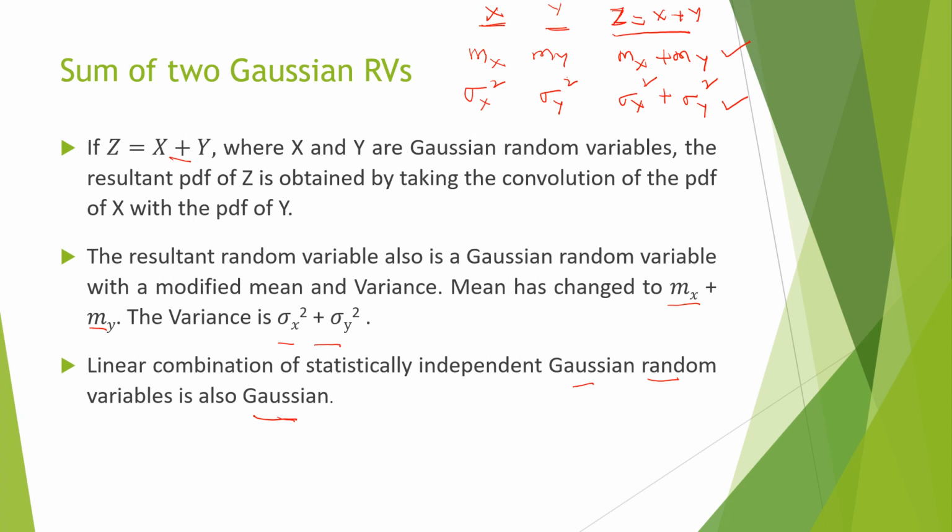And finally, we considered two Gaussian random variables. If they are added, then the resultant PDF is also Gaussian with the modified mean value of mx plus my and the modified variance value of sigma x square plus sigma y square. We also noted that if we add a large number of random variables, then the resultant PDF is Gaussian, which is stated by the central limit theorem.